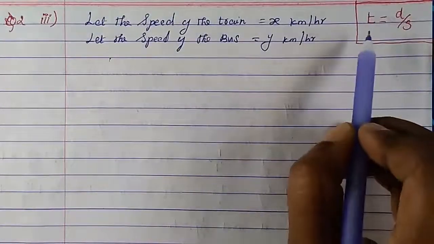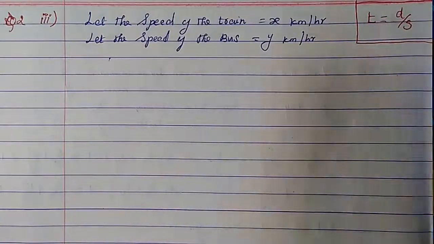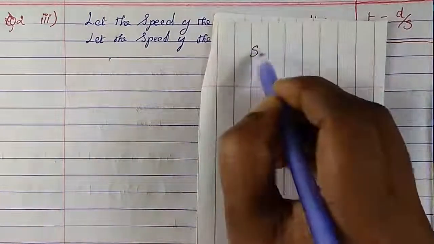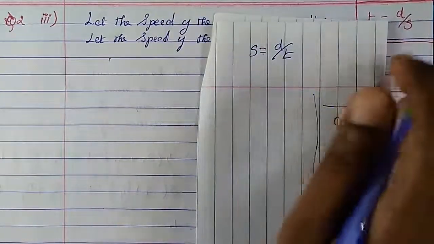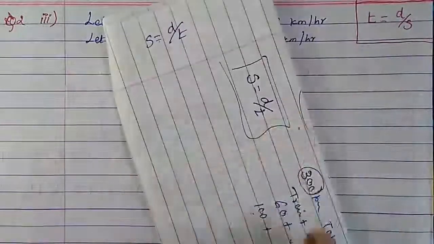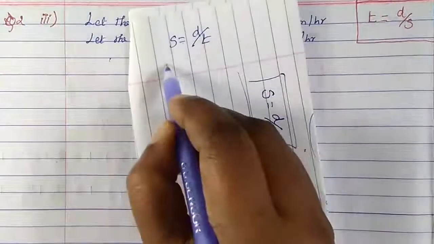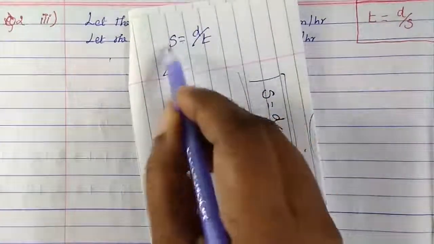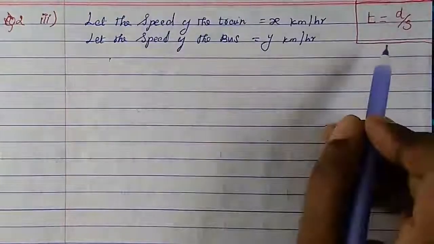So we will keep time here and distance upon speed, because the formula is actually speed equal to distance upon time. But then time is given to us together. Time is given to us together, by train and bus together it is 4 hours. So what we will do is bring the time to one side and then speed will come to this side. So that's how we modify the formula.